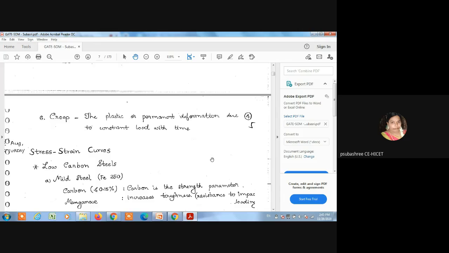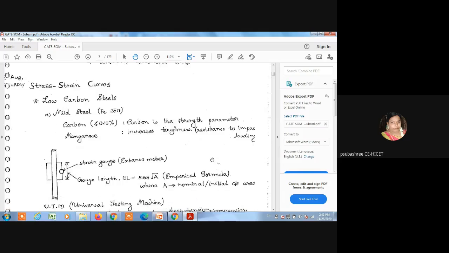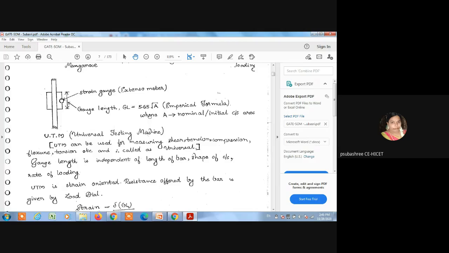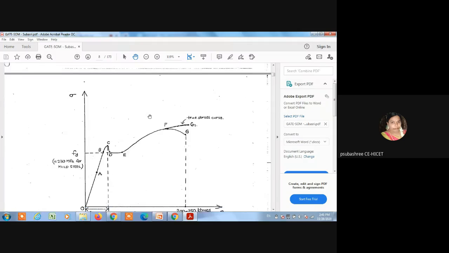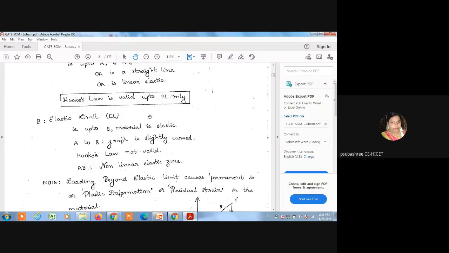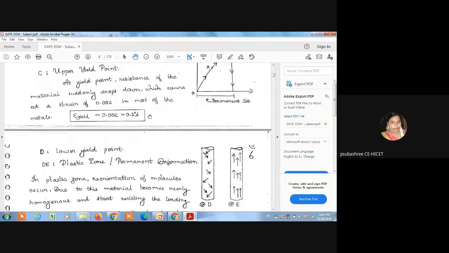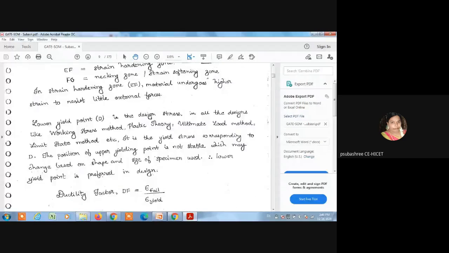Then what are the stress strain curves? For example, the steel is low carbon steel, which means mild steel. What is the grade of mild steel? Fe 250. And what are the grades available in steel? Mild steel, Fe 250, and HYSD, high yield strength deformed steel bars, Fe 415 and Fe 500. These are the stress strain curves.